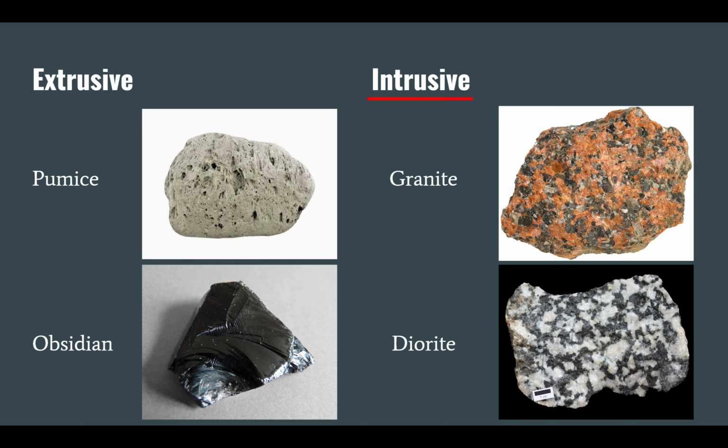Examples of intrusive igneous rocks are granite and diorite. Since these rocks cooled slowly, individual mineral grains had time to form. This can be seen by the coarse texture and different colors.